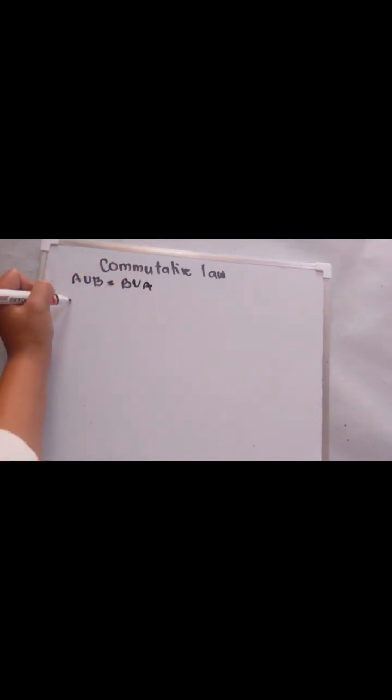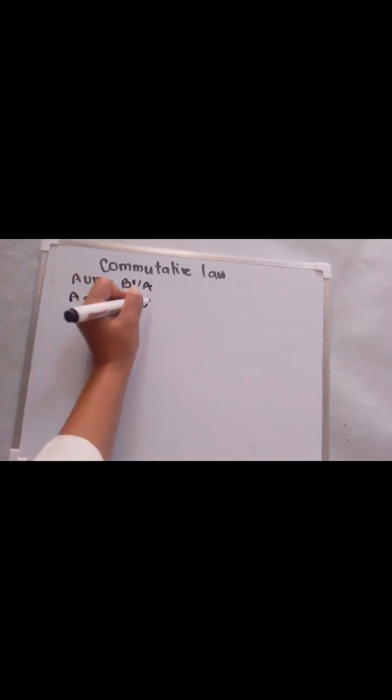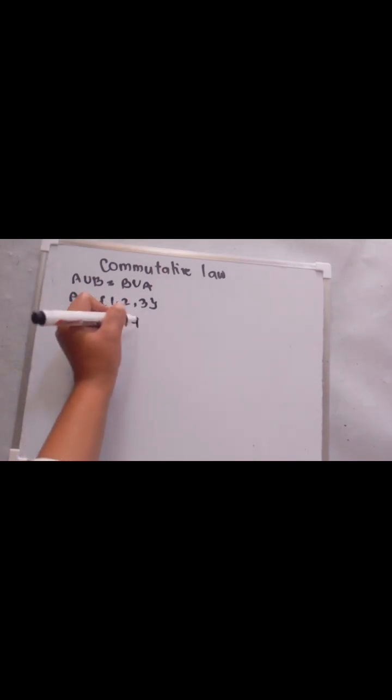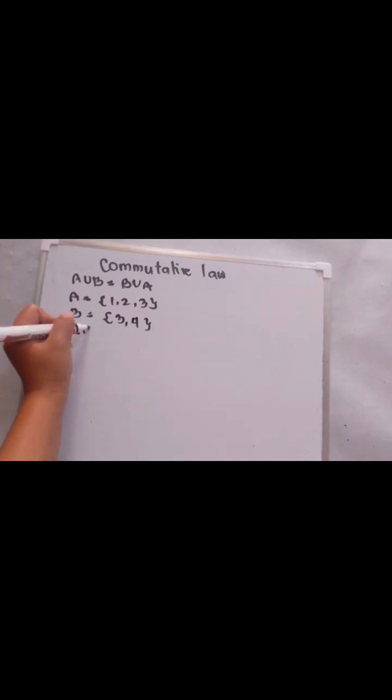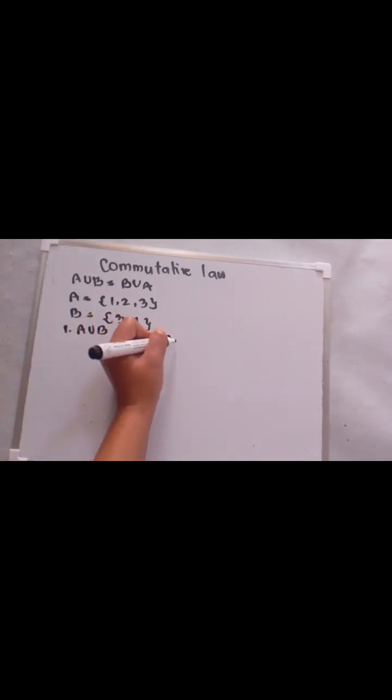Set A is the set of 1, 2, and 3, and set B is the set of 3 and 4. Let's compute A union B. Combine all elements from A and B without repeating: 1, 2, 3, 4. The result of A union B is the set of 1, 2, 3, and 4.